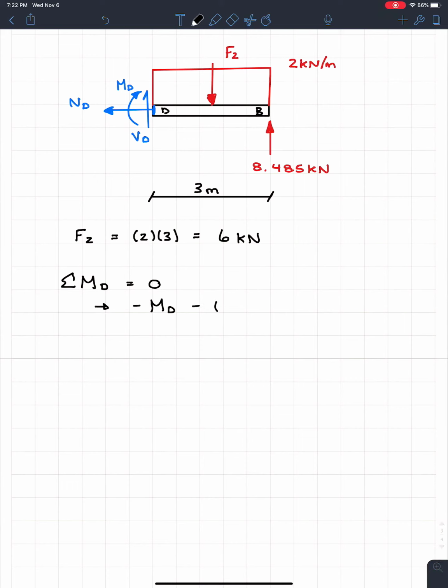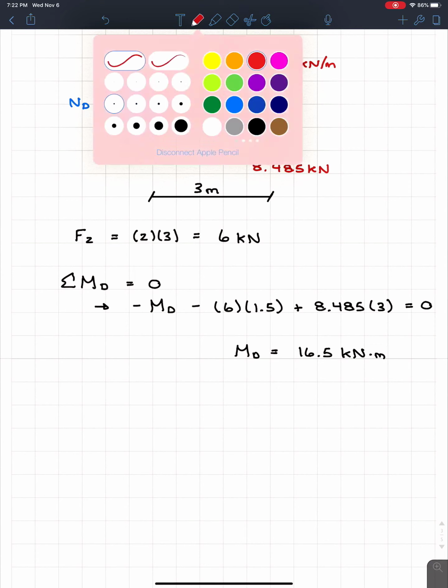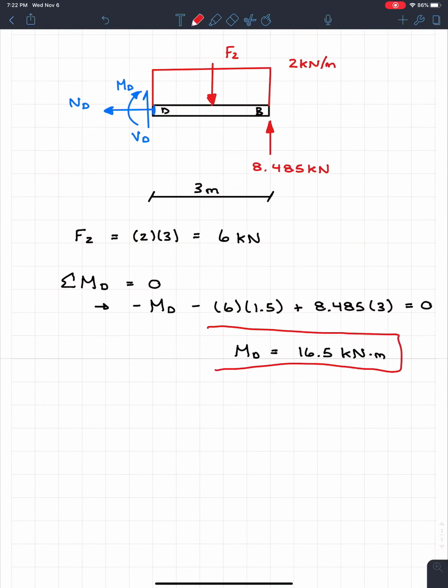So minus F2, which is 6. And this acts halfway across the beam, which is going to be 1.5 meters. And then finally, we have By creating a counterclockwise rotation, so plus 8.485. And that's at the other side of the beam, so 3 meters. And all this is equal to 0. So from there, our only unknown is MD. We can see that MD is going to be equal to 16.5 kilonewton meters. I'm just going to highlight this in red real quick because this is a final answer.